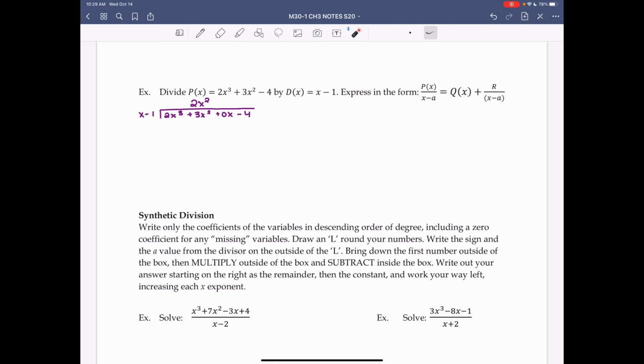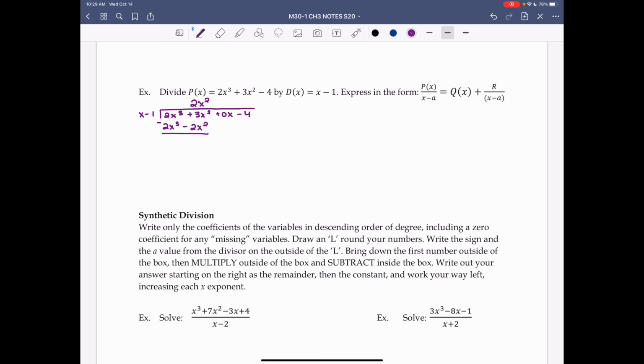Next, we multiply 2x squared and x minus 1 and write our answer below the first two terms of the dividend. 2x squared times x is 2x cubed. 2x squared times negative 1 is negative 2x squared. And then we subtract these two terms from the first two terms of our dividend.